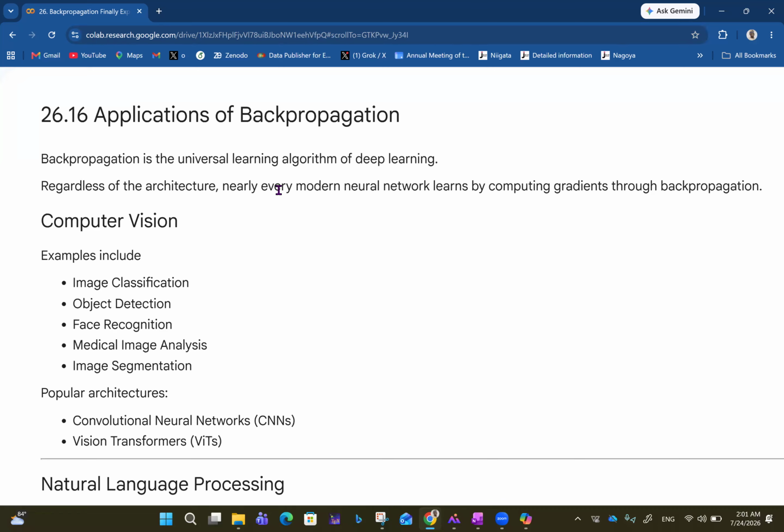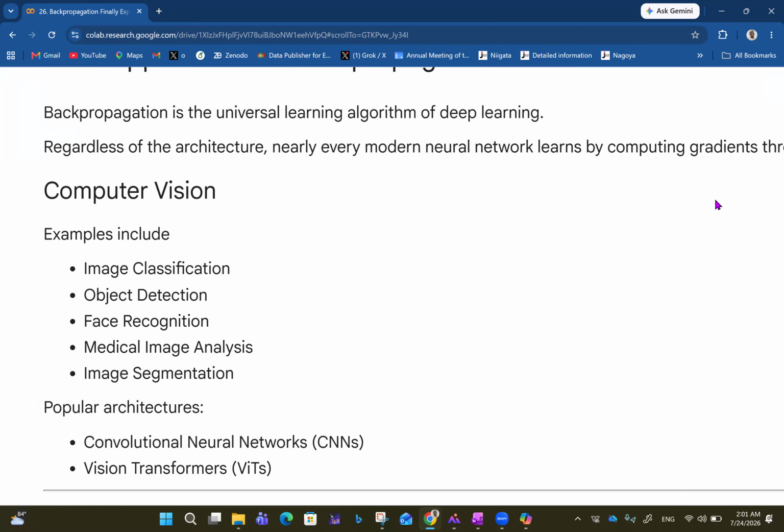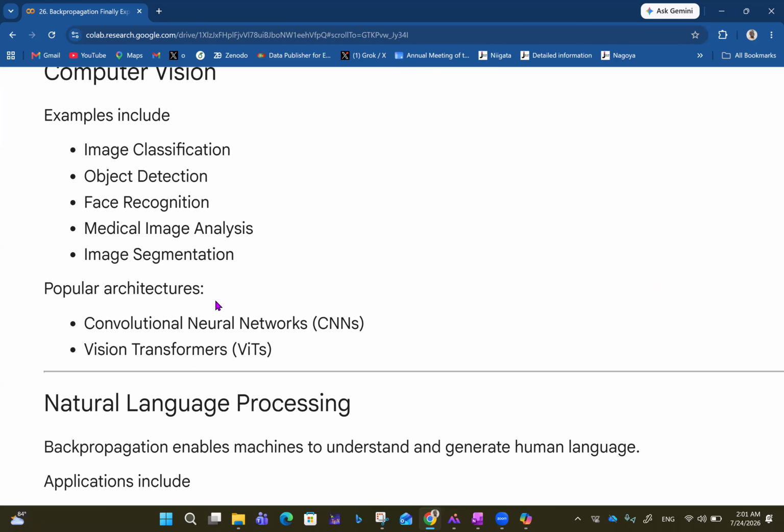Regardless of the architecture, nearly every modern neural network learns by computing gradients through backpropagation. For computer vision, we have applications of backpropagation in image classification, object detection, face recognition, medical image analysis, and image segmentation. We have popular architectures like convolutional neural networks and vision transformers.